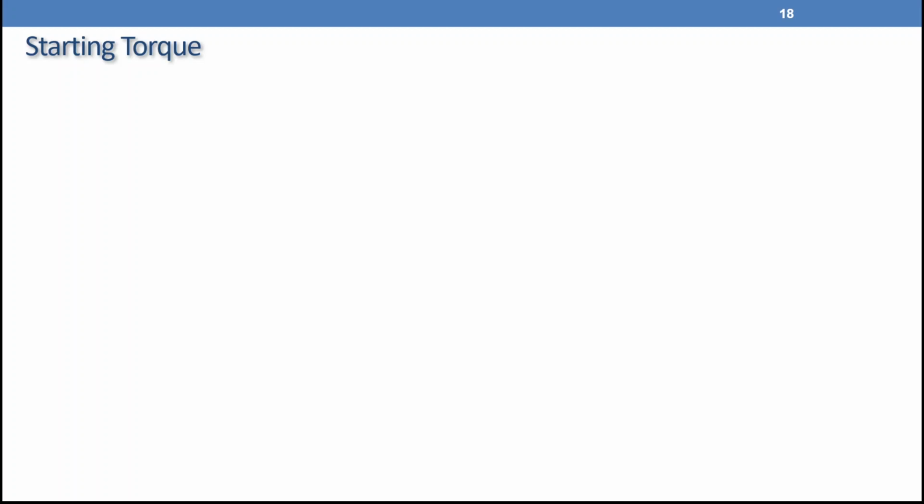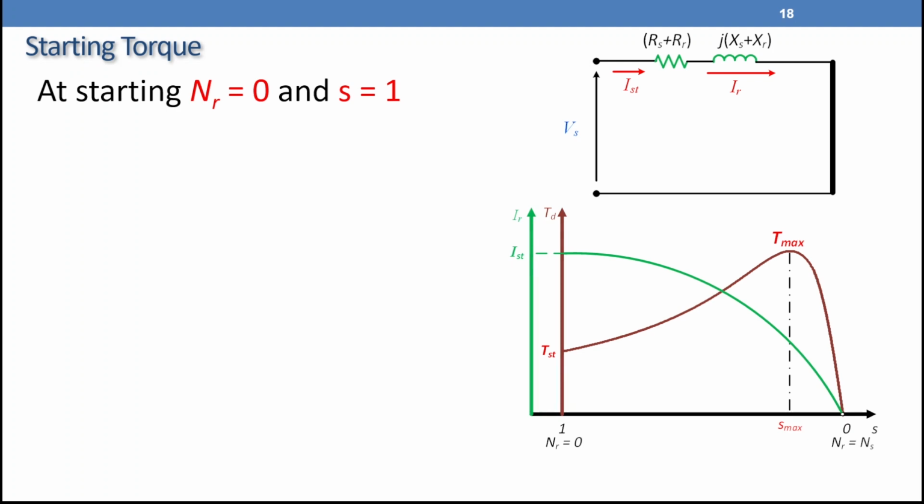So analytically, how to calculate different torque points? We are going to start with the starting torque. So we have the equivalent circuit. I'm using here the second approximate equivalent circuit because I'm focusing on the rotor side. So R stator plus R rotor over S. But at starting, the rotor speed is 0 and S equals 1. And we call that one at standstill or at starting. So we are going to calculate the starting torque and starting current at this point.